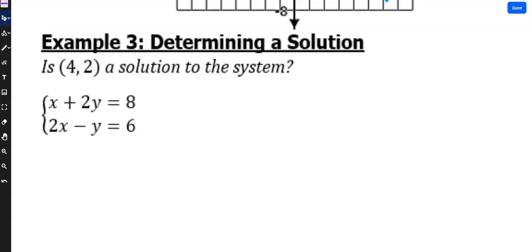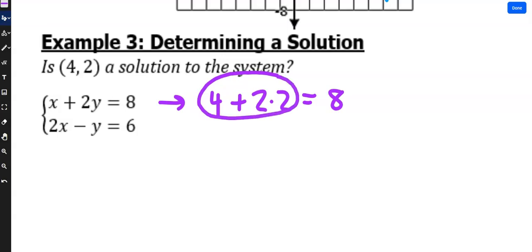They're asking me if 4,2 is a solution to the system, so they've chosen a random point. So I'm going to check it by plugging it in. 4 plus 2 times 2 equals 8. And that is a good answer because this side of the equation does equal 8, so that's 8 equals 8. That checks out, okay? Go to the next one.